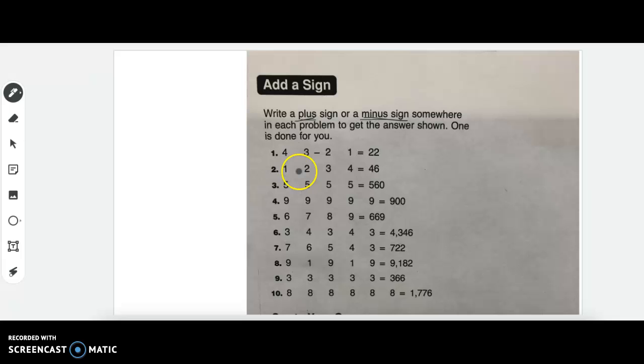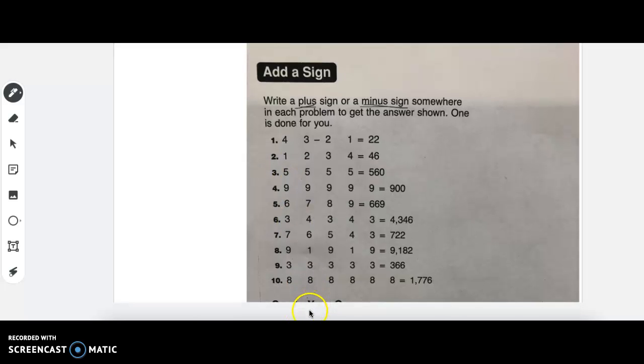So would 1 plus 234 equal 46? No. Could you subtract 12 minus 34? No. If you had 123 minus 4, would it equal 46? No. So you're going to go through number 2 through number 10, and you're going to try to figure out where you're going to put the plus sign and the minus sign in order to get this answer. Okay, and it's either a sum or a difference. It's a sum if you put a plus sign in, and it's a difference if you put a minus sign in.